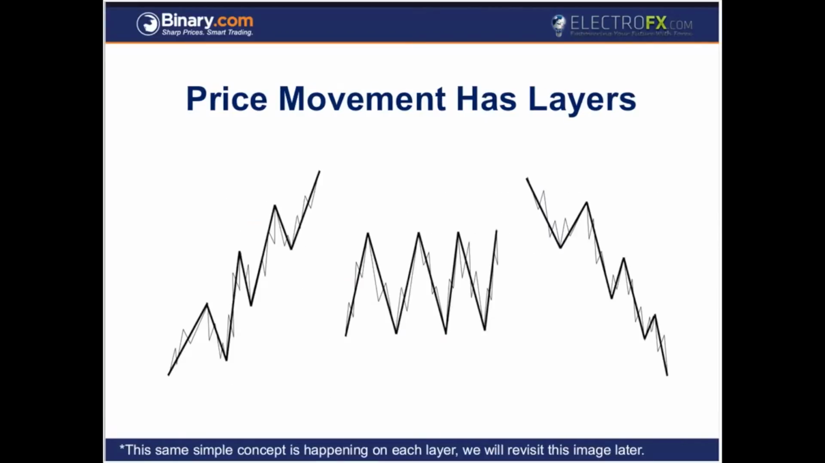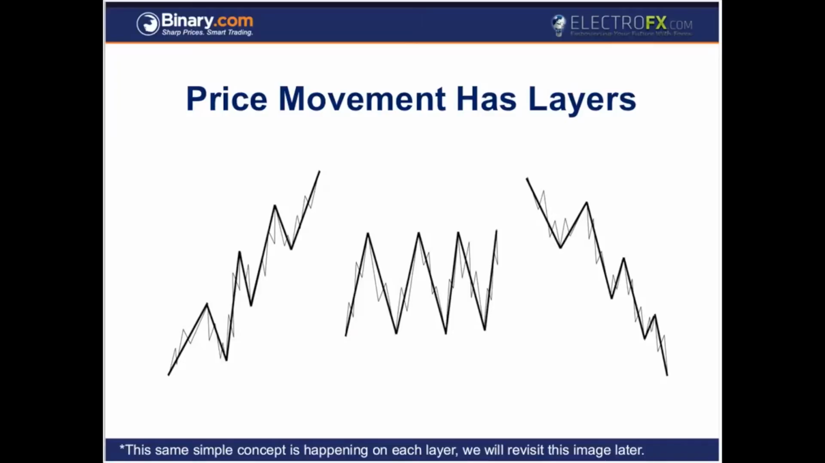Now here's a quick look at the equal highs and lows range movement, sideways movement. Very, very simple. And the next point that I want to get across to everybody is that price movement has layers. Okay, so this two-dimensional price movement is not just happening on one layer. And on any given chart that you look at, you'll be able to see two layers if you look closely enough.